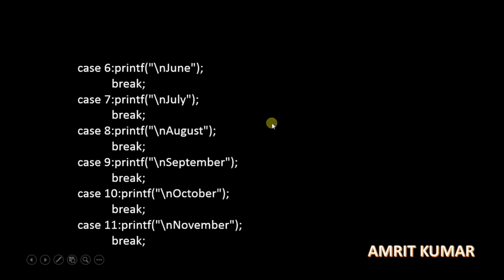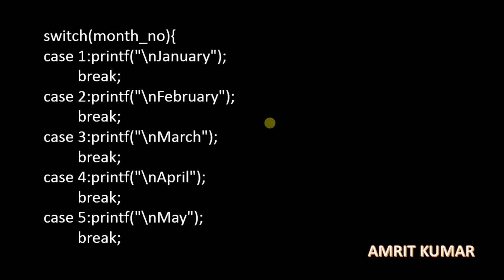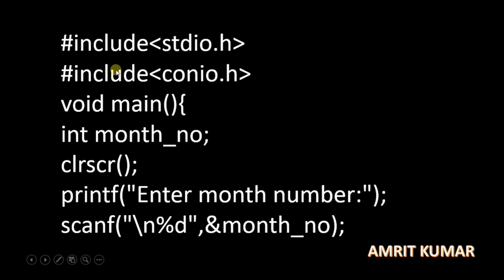Here I am talking about the break statement, and what the meaning of the break statement is. The meaning is so clear: this terminates the program. The break statement helps you terminate a program where it is used. So here I am using the switch concept: switch, parentheses open and close, and here the variable name is month_number.